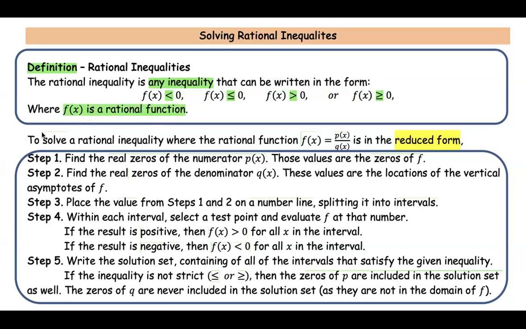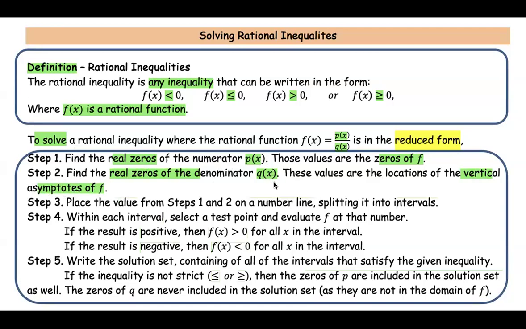To solve the rational inequality, where the rational function f of x is in the form of the polynomial P of x as a numerator and polynomial Q of x as a denominator in reduced form: Step 1, find the real zeros of the numerator P of x. These values are the zeros of the function f of x. Step 2, find the real zeros of the denominator Q of x. These values are the locations of the vertical asymptotes of the function f of x.